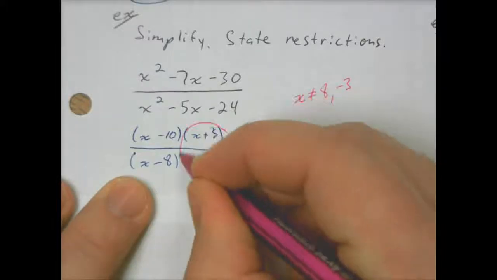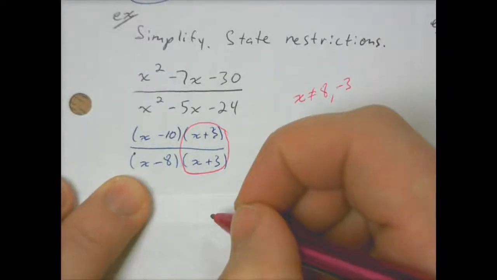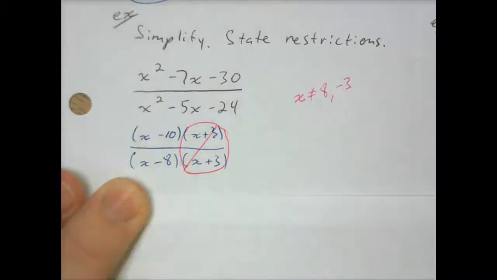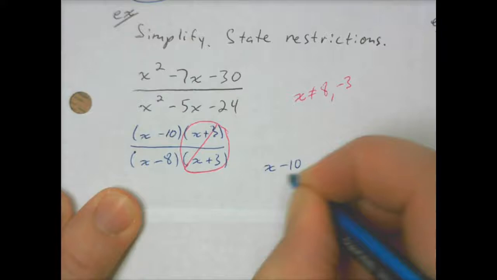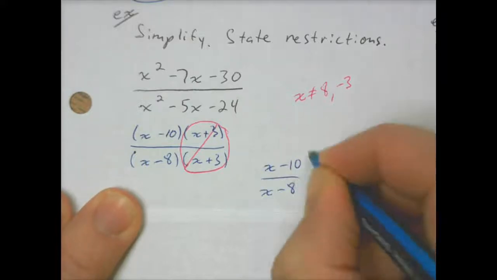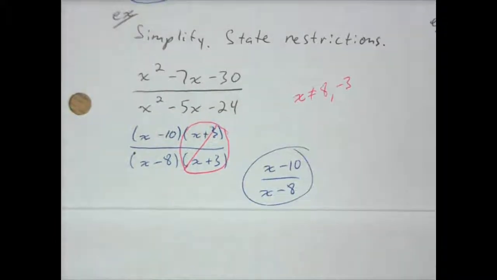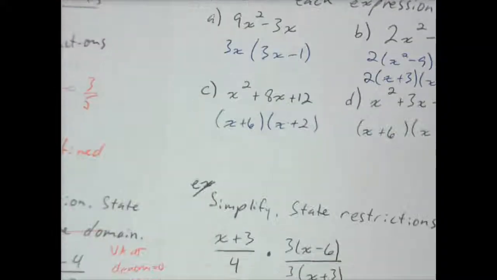And you see that we have a common factor of x plus 3 over x plus 3. Those divide out to make 1. So we are left with x minus 10 over x minus 8. Hey-oh, happy day. We've simplified the expression. Nothing else we can do. Oh yeah! All right, moving on.